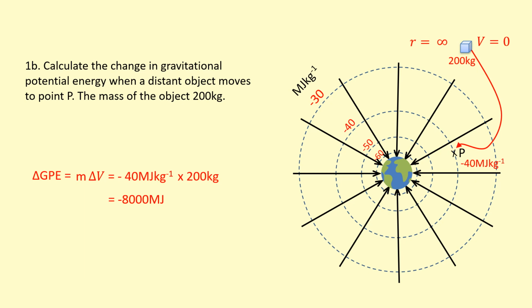Okay, that gives us a gravitational potential energy of minus 8,000 megajoules, which means that amount of energy will actually be released. Because of how we defined work done, you can think of it as negative work done.